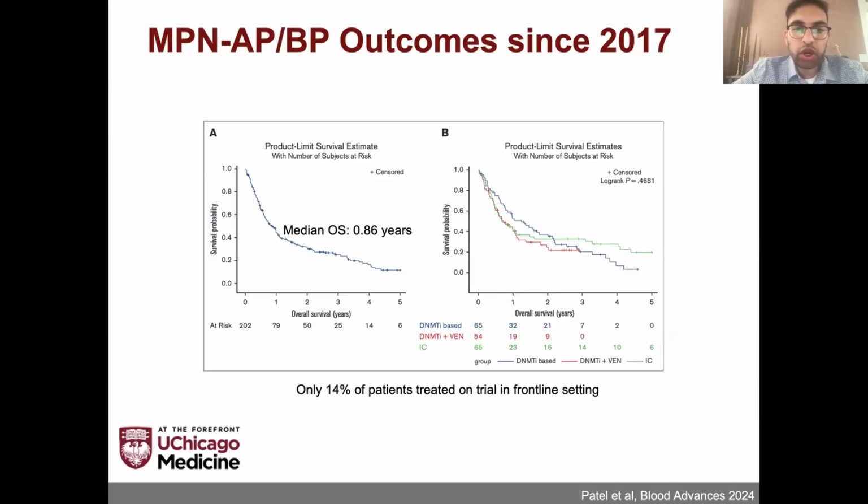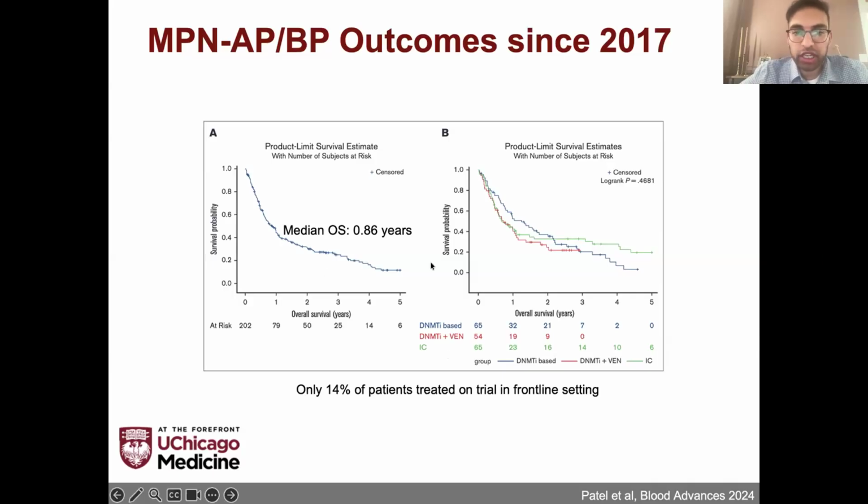So when we looked at a 200 patient cohort across various academic centers in North America, what we found was that the median overall survival was about 10 months for patients if and when they develop accelerated or blast phase disease. I think one other important thing to note is more intense does not reflect better outcomes.